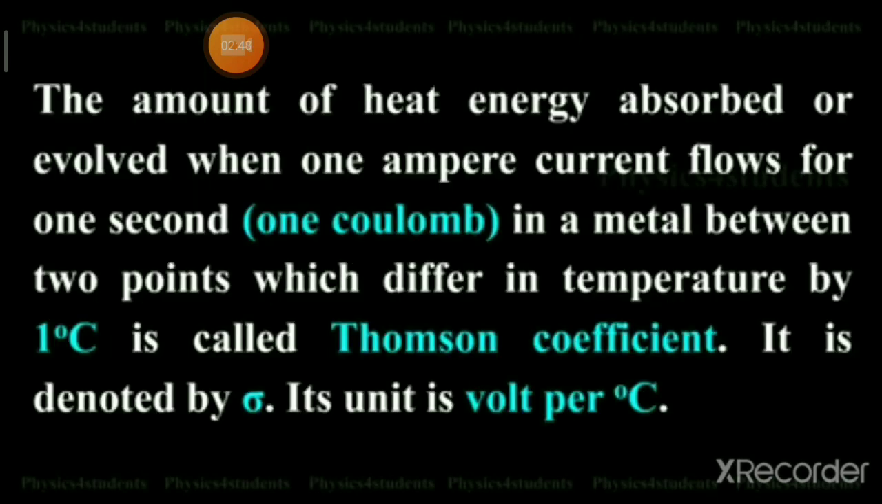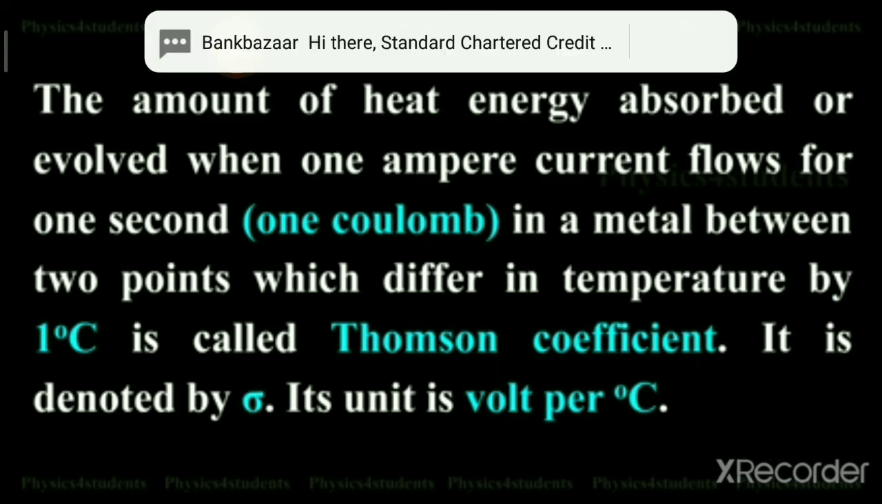Thomson coefficient. The amount of heat energy absorbed or evolved when 1 ampere of current flows for 1 second in a metal between two points which differ in temperature by 1 degree centigrade is called the Thomson coefficient. It is denoted by sigma. Its unit is volt per degree centigrade.